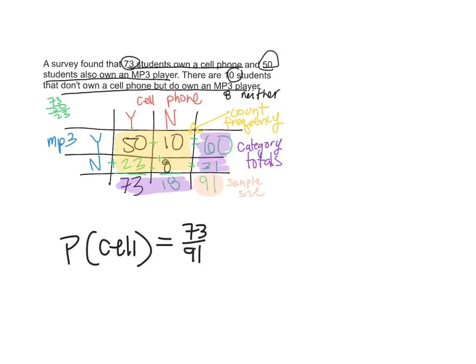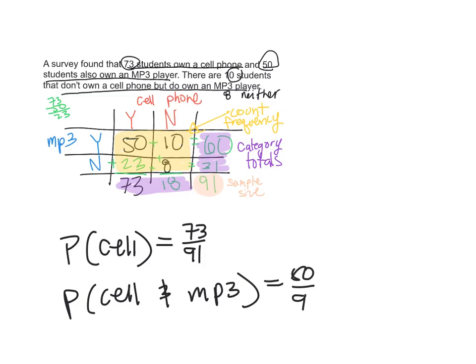Let's say I wanted to ask you the probability that someone has a cell phone and someone has an MP3. So now again, I have to go to cell phone, yes, MP3, yes. Where did they overlap? Right here. So 50 out of 91. And that's how this works. Again, the main idea is that you're going to look at what is it that I'm looking for, cell phone and MP3, out of the total.